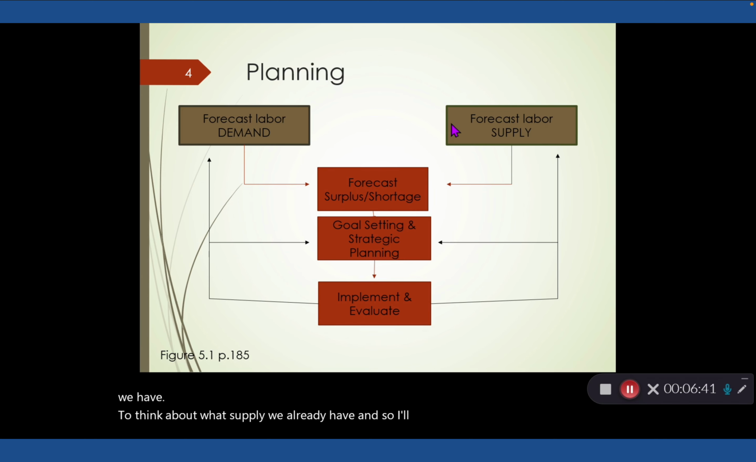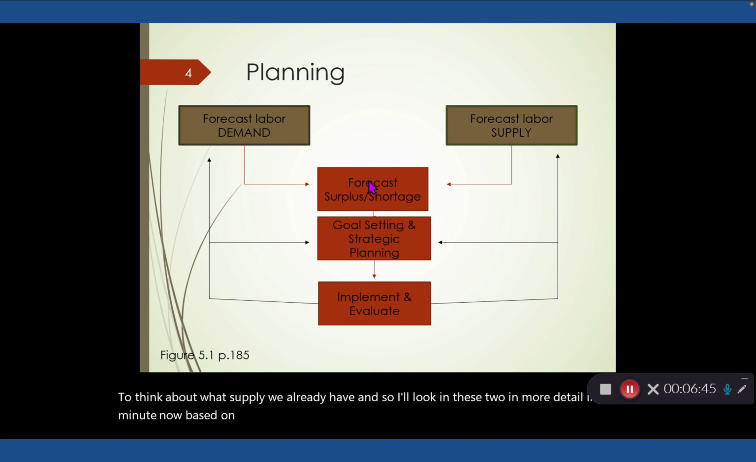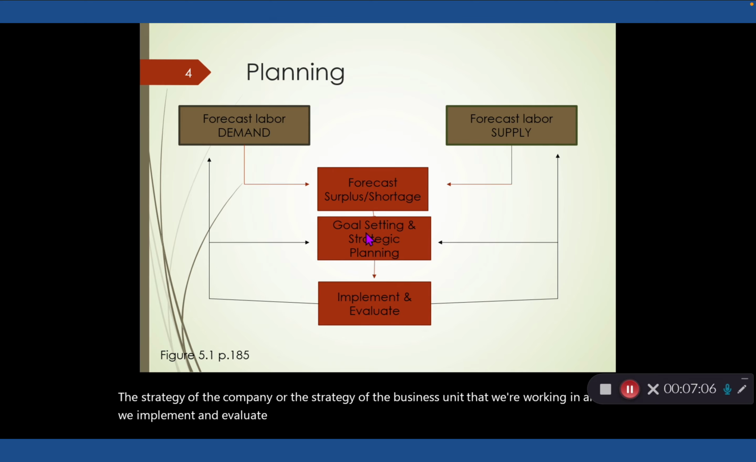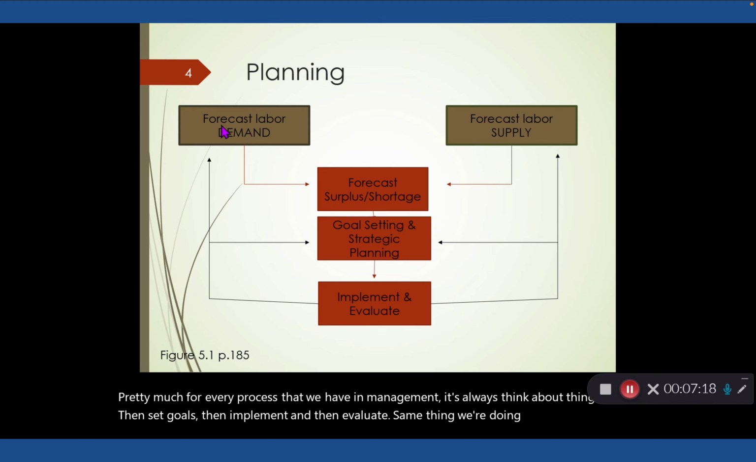And so I'll look at these two in more detail in just a minute. Now, based on the forecast that we have come up with, we are going to set our goals, and our goals should be linked to the strategy of the company or the strategy of the business unit that we're working in, and then we implement and evaluate, right? This is pretty much true for every process that we have in management: always think about things, then set goals, then implement, and then evaluate. Same thing we're doing here, but right now we're talking about labor.